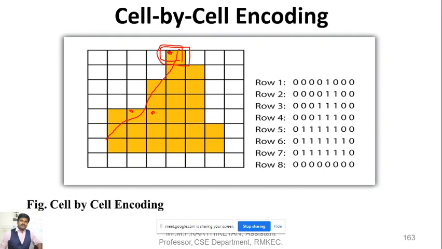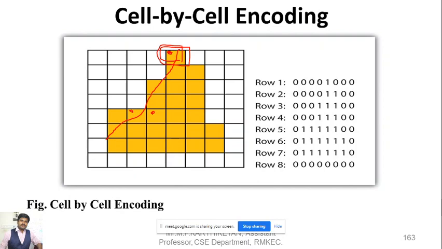So this is the cell by cell encoding part. Similarly for row 2, the first 4 cells are empty, 0 0 0 0, then 2 cells are filled, which is given as 1 1, and finally the last 2 cells are 0, which means those 2 cells are empty.